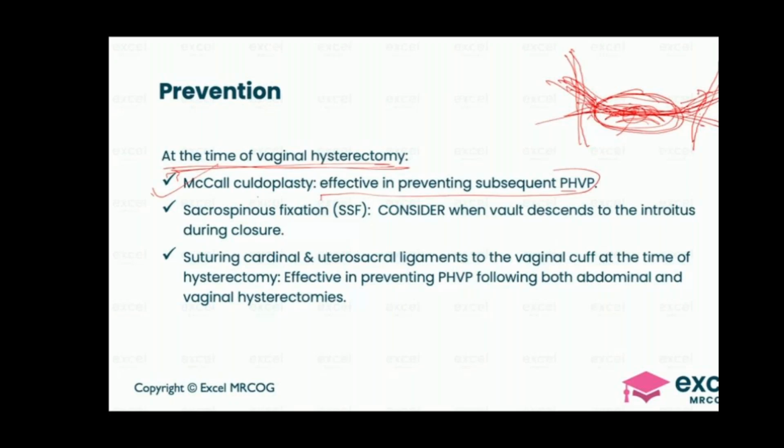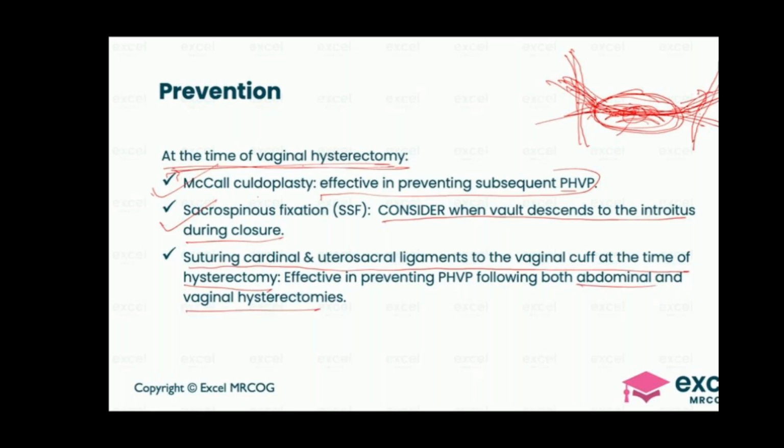Okay. At the same time that you're doing vaginal hysterectomy, another option that you can do is a sacrospinous fixation. And what the GTG says is you consider it when the wall descends to the introitus. Then the other thing that you can do at the time of abdominal hysterectomy, which we usually do, is suturing the cardinal ligament and the uterosacral ligaments to the vaginal cuff at the time of hysterectomy. So you can do this during abdominal hysterectomy as well as vaginal hysterectomy.